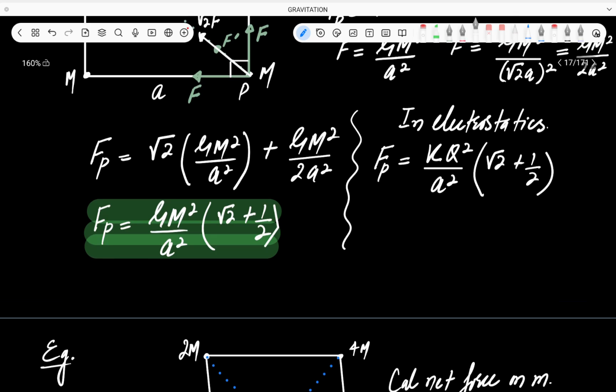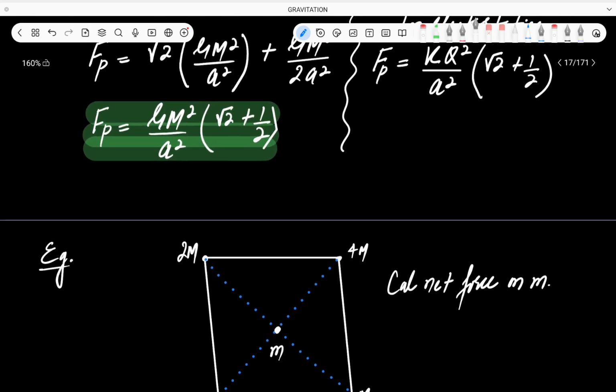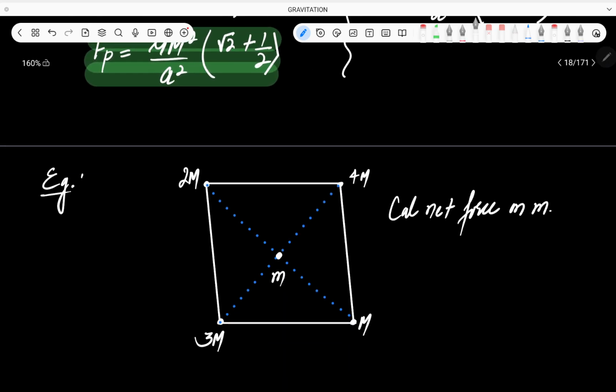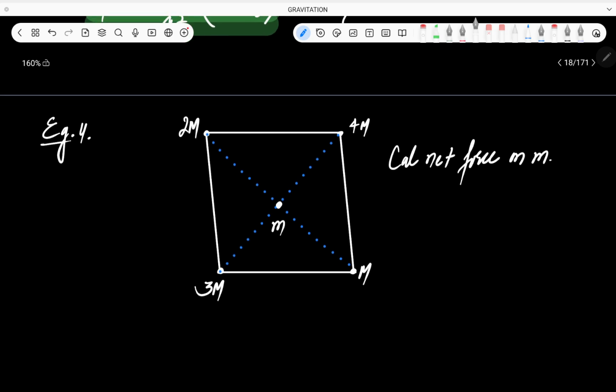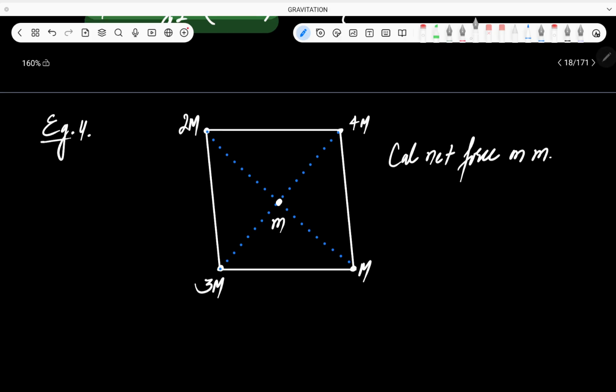Have a look at this question. तो ये question आप देख लीजिए बेटा. This is example number 4. तो एग्जाम्पल नंबर 4 में आपको करना क्या है, आपको कैलकुलेट करना है नेट फोर्स ऑन द पार्टिकल एट द सेंटर ऑफ दिस स्क्वायर. तो सेंटर ऑफ द स्क्वायर पे एक पार्टिकल है, उस पर आपको क्या कैलकुलेट करना है, नेट फोर्स. ठीक है जी. ओके, तो देख ले आप.